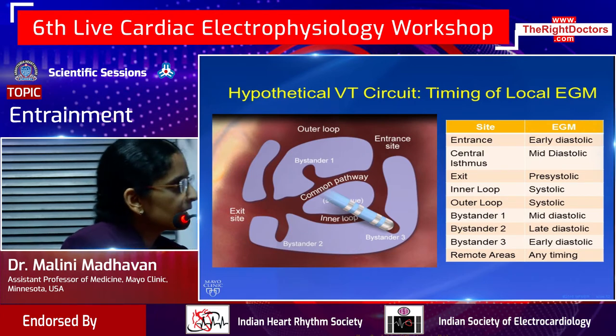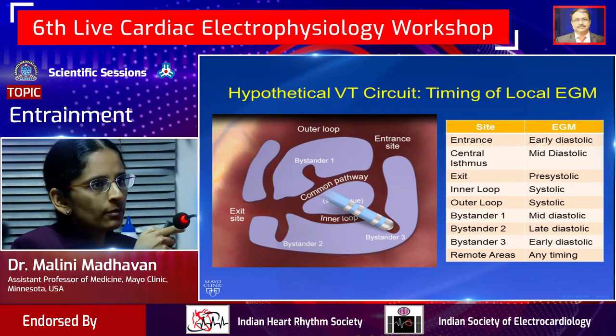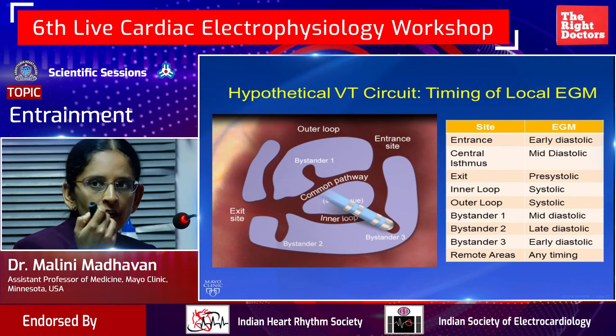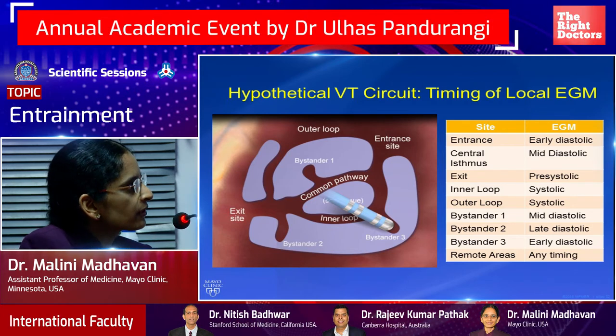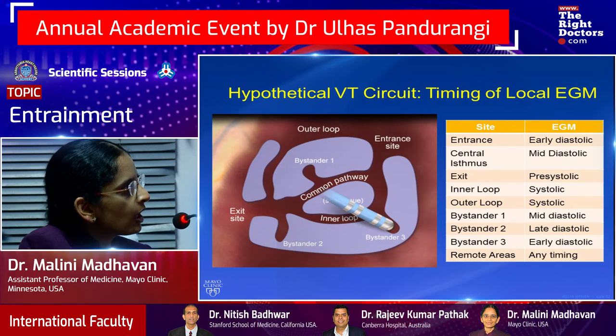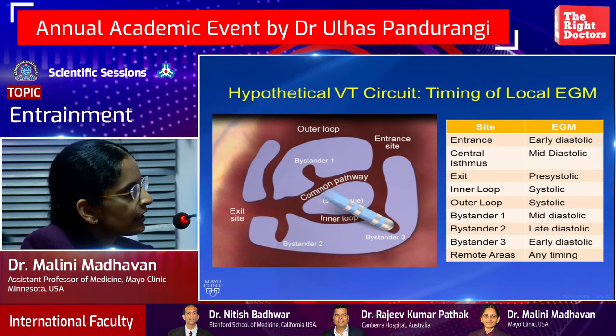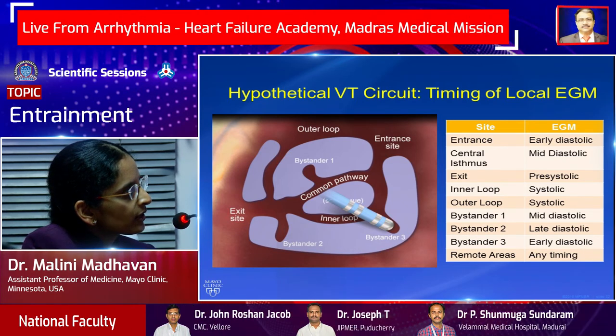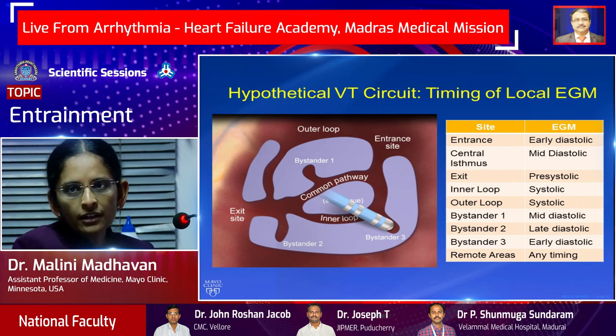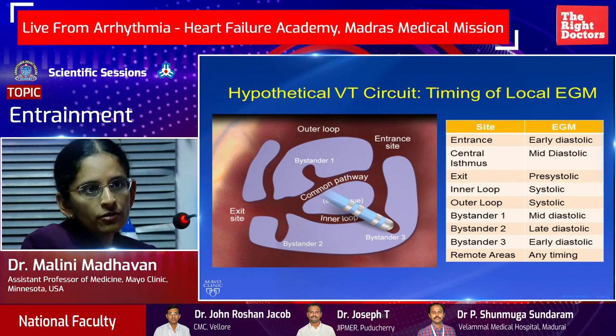So keeping those things in mind, let's talk about what the parts of a hypothetical re-entry circuit are going to look like. So you have the critical isthmus. Here it's labeled as common pathway. There's going to be an entrance site into the circuit, and then there's going to be an exit site out of the circuit. And then you can have multiple other loops that are connected to the same circuit but are not critical for the circuit.